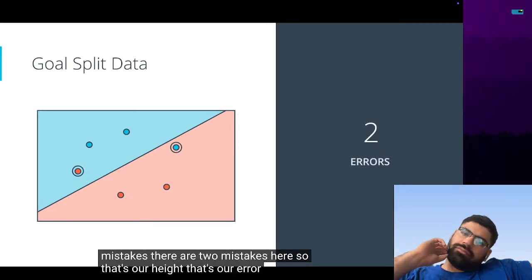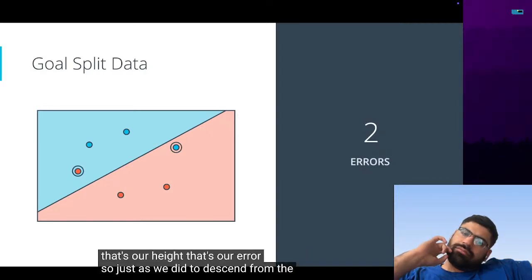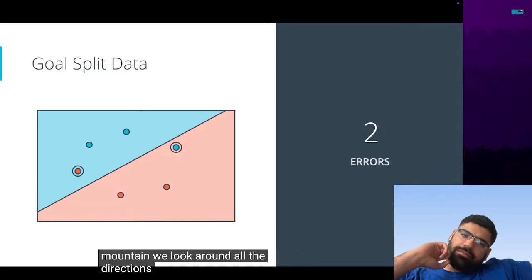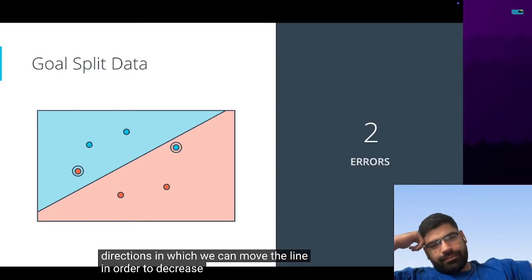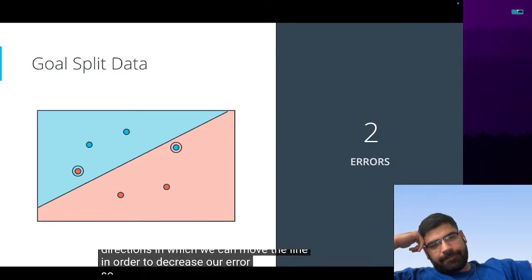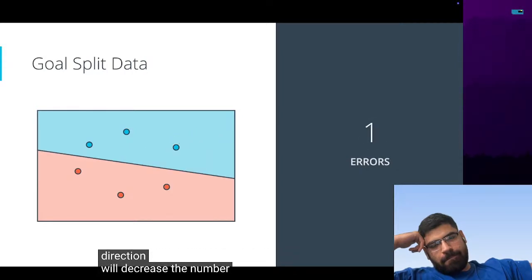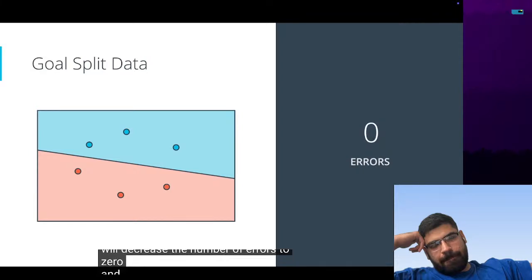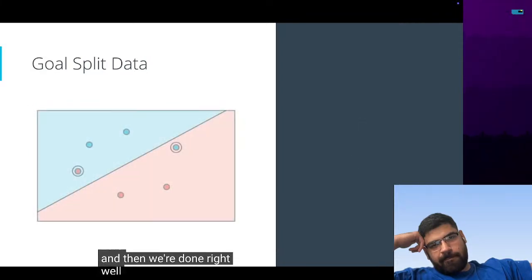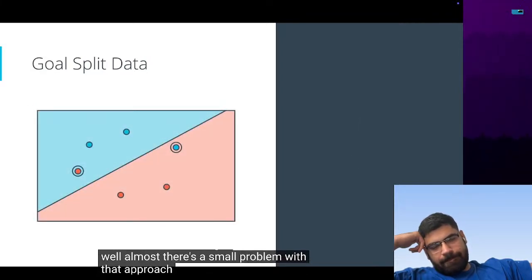That's our error. So just as we did to descend from the mountain, we look around all the directions in which we can move the line in order to decrease our error. So let's say we move in this direction. We'll decrease the number of errors to 1. And then if we move it in this direction, we'll decrease the number of errors to 0. And then we're done, right? Well, almost. There's a small problem with that approach.